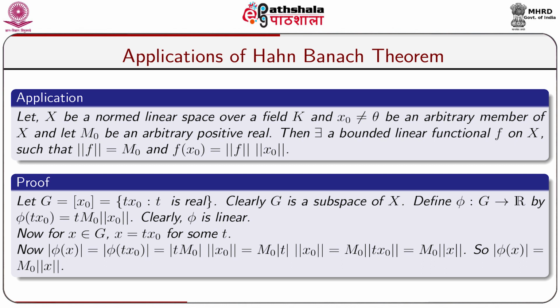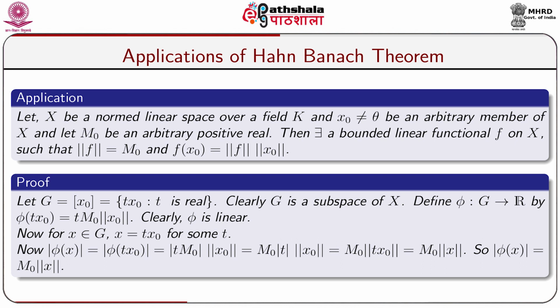That means the span of x naught is equal to the collection of all such elements t x naught where t is real. It can be easily verified that G is a subspace of capital X, that is, the sum of two elements belongs to G and the product of any element by a real scalar belongs to G. So, G is a subspace of capital X.